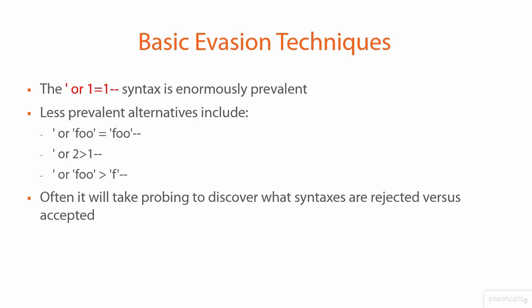So if you can identify what the device is that's actually protecting the app, you may well be able to find known risks within there that can be circumvented by some of these evasion techniques. So that's basic evasion. Let's go on and look at encoding.